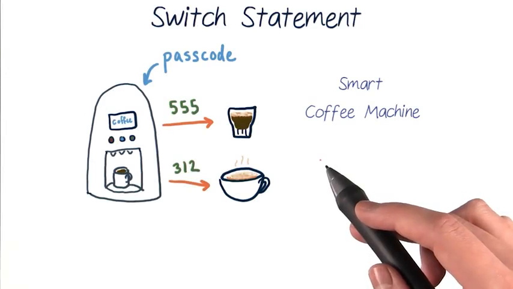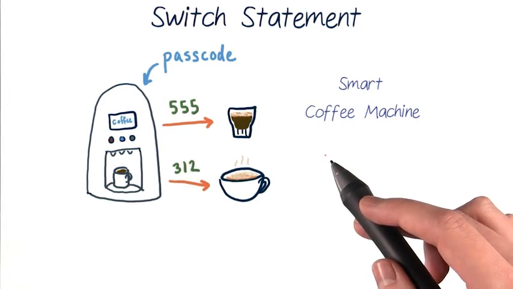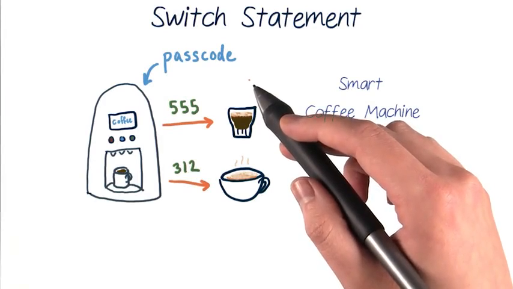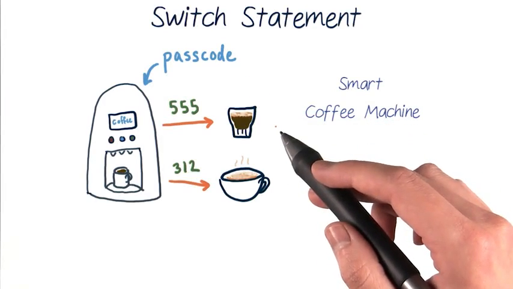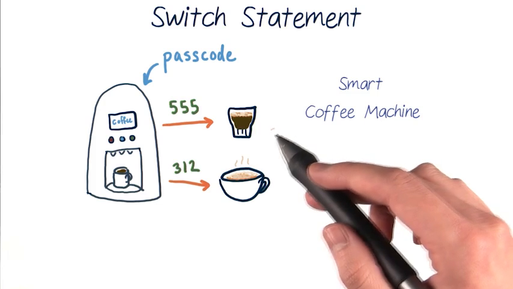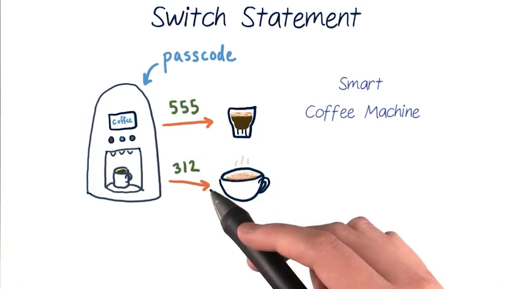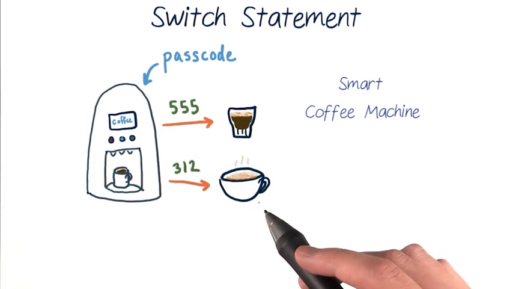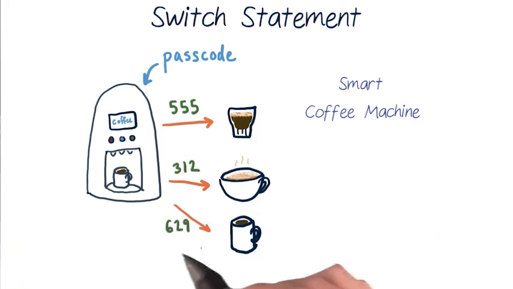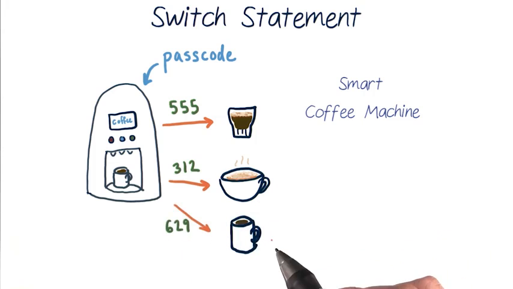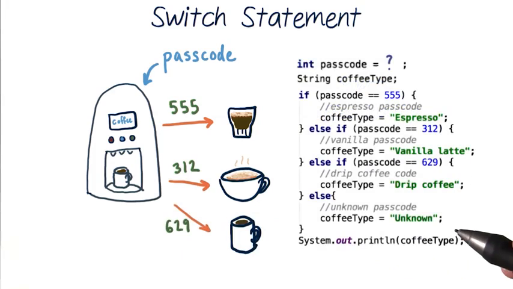For our smart coffee machine, we want it to check the value of an int variable called passcode and test it for equality against a list of specific values that it can take. Passcodes like 555 for me and my espresso, and 312 for Acer and his vanilla latte. And let's include one more passcode, 629, that makes a drip coffee. We can program this behavior using a series of decision-making statements.